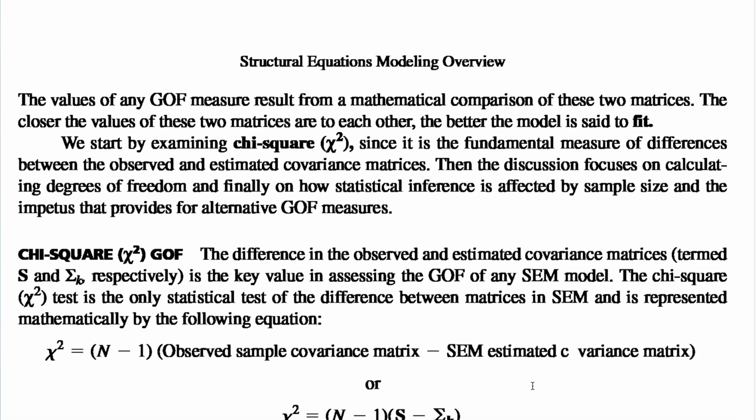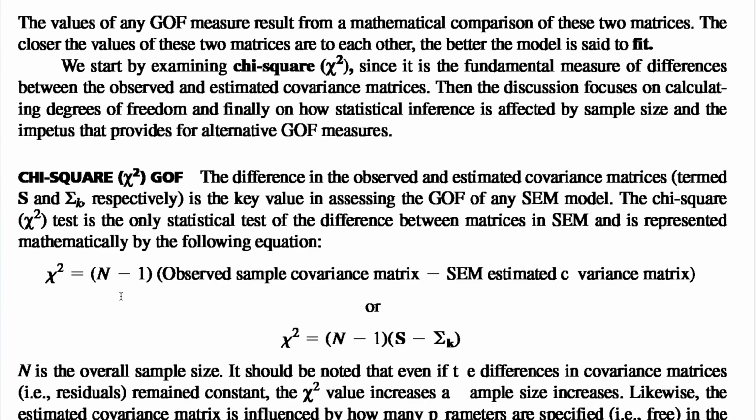We start by examining the chi-square, since it is a fundamental measure of differences between the observed and estimated covariance matrices. Then the discussion focuses on calculating degrees of freedom, and finally on how statistical inference is affected by the sample size, and then on the alternative goodness of fit measures. Chi-square goodness of fit: the difference between the observed and estimated covariance matrices, termed S and sigma k respectively, is the key value in assessing the goodness of fit of the structural equation model.